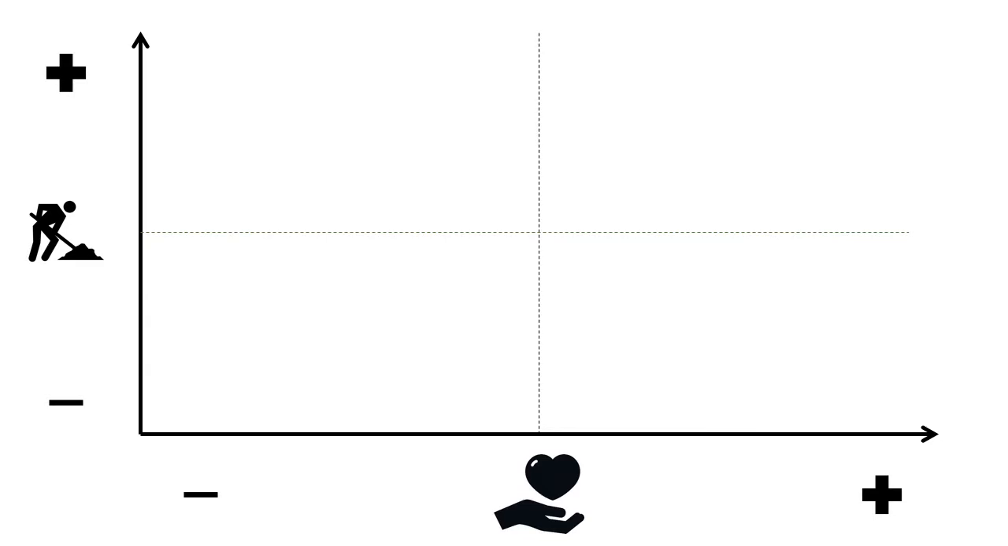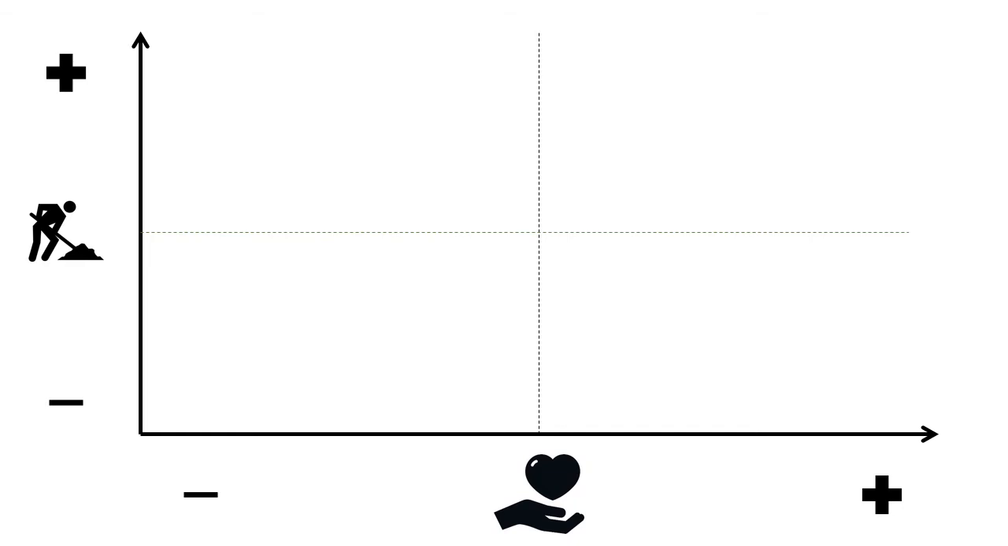So we can take these two dimensions, and across the bottom axis, across the horizontal, we have that little hand with a heart. That's supposed to represent relationship-oriented behaviors. And as you can see, we have leaders who are either high or low on that. And then on the vertical axis, we have the little man with a shovel, and that's representing task-oriented behaviors. And again, leaders can be either high or low on that.